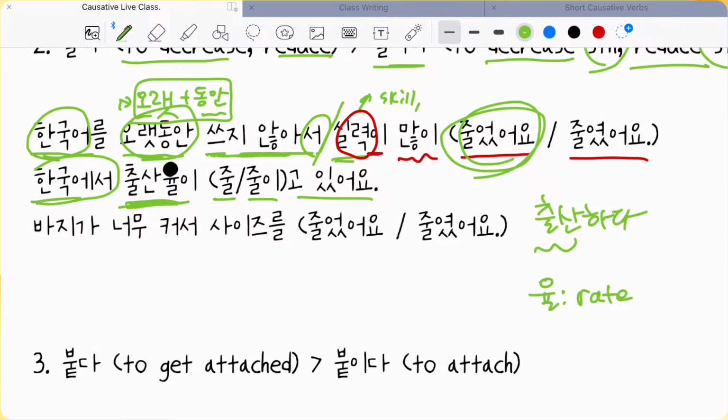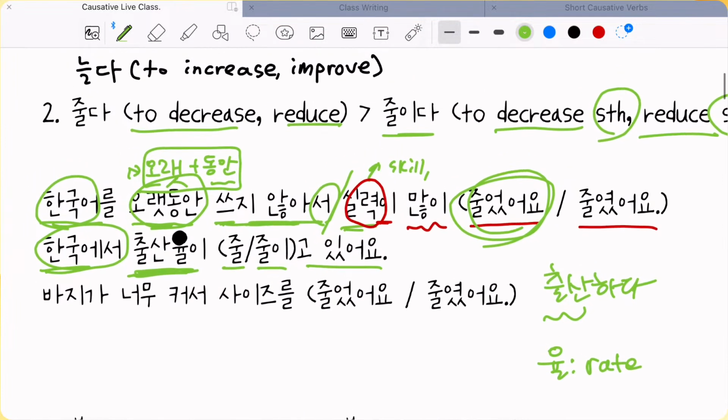So in Korea, 한국에서 birth rate is decreasing, is reducing. So the number is reducing. In that case, would you use 줄다 or 줄이다, guys? Which one would you use? Which one sounds most natural?